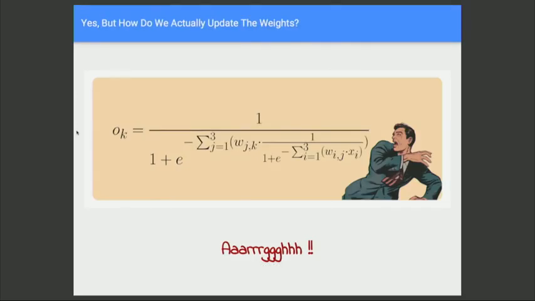Okay, so we've got the errors now at each node. How do we change the weights? So that's one of the output nodes. Those W's are the weights of those links inside. I'm not going to be able to untangle that. If you can, well done.